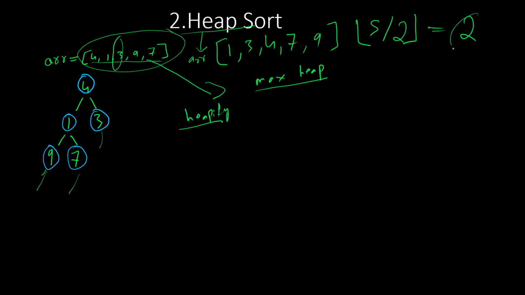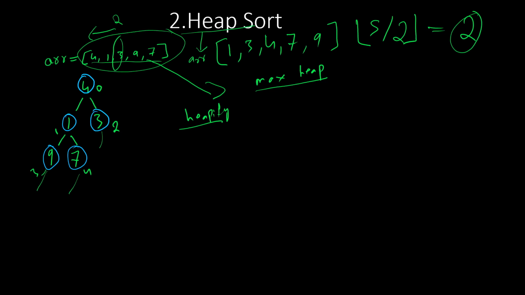That means we have to start from index 2. From index 2, we will reduce one index each time and move towards the left side. I will be writing down the indexes also. This will be index 0, this will be 1, this will be 2, this will be 3, and this will be 4. Now we have to start from this 3 node.